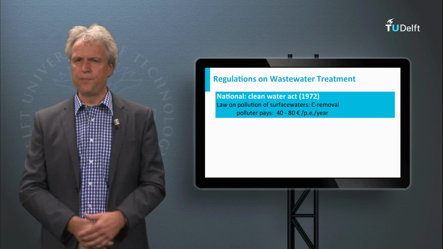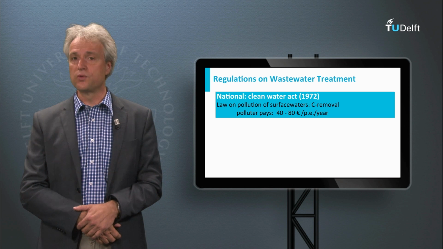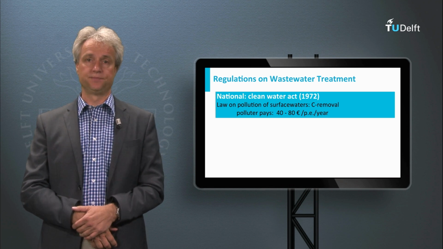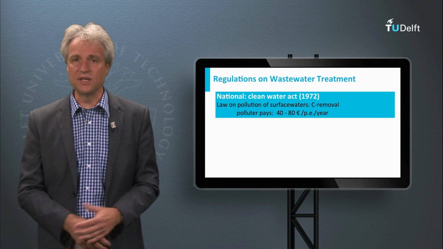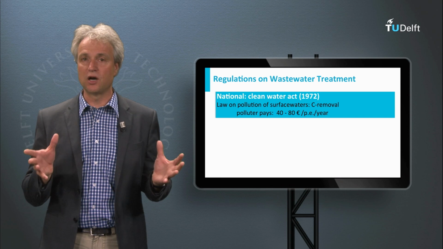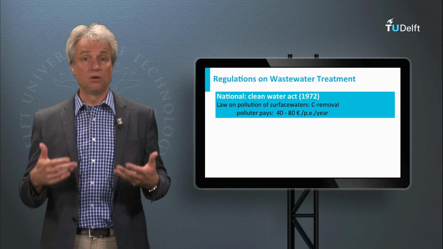And up to date, we pay up to 80 euros per person per year for supporting the institutions who are responsible for reaching the requested water quality at the treatment plants. In this way, it is also easy to calculate how much an industry has to pay when it discharges a certain amount of pollutants. Just divide the total amount by the person equivalent amount.